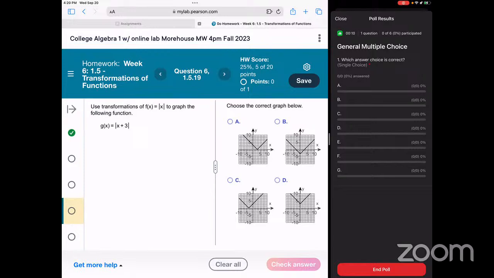Where in A, it looks like we went to the right by 3. In B, it looks like we went down by 3. In C, we went to the left by 3. And D, we went up by 3, right? So if we add 3 on the inside, is it A move to the right, B moves down, C moves left, or D moves up? Okay.